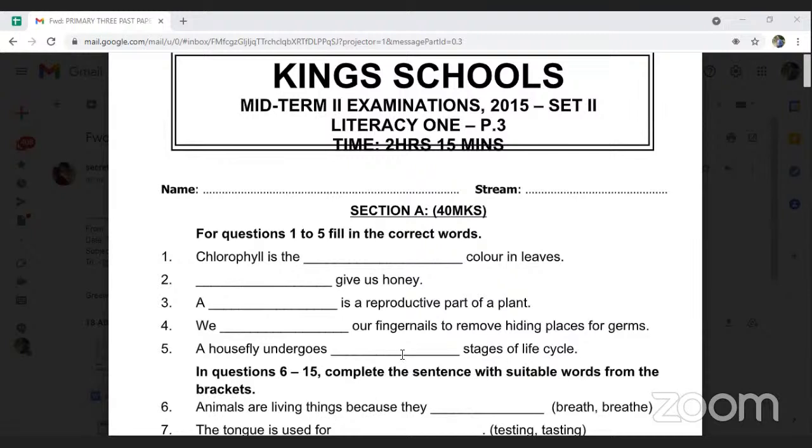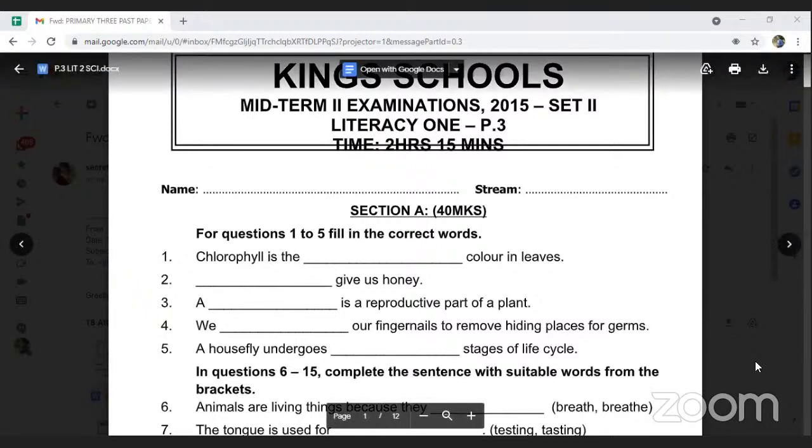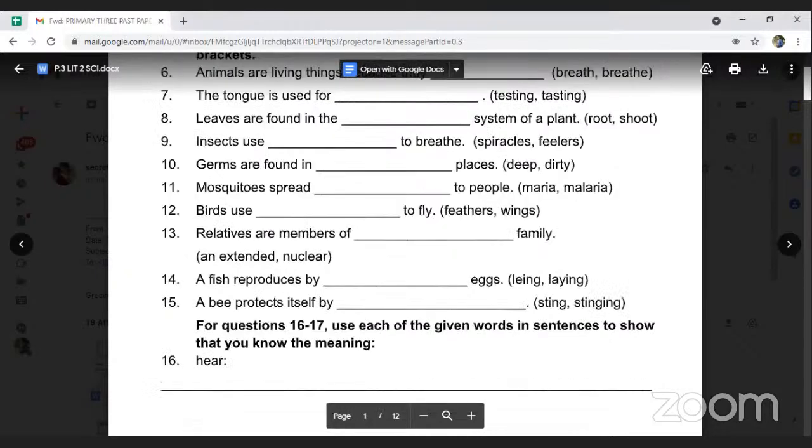So those 4 stages of life cycle is what we call complete life cycle. If you don't want to say life cycle, you will say complete metamorphosis. As simple as that. The easiest one is life cycle. Yeah, the simplest one is life cycle. As simple as that. So let's look at number 6.